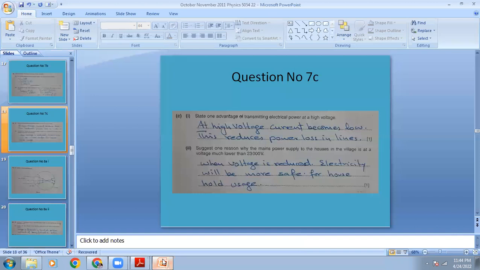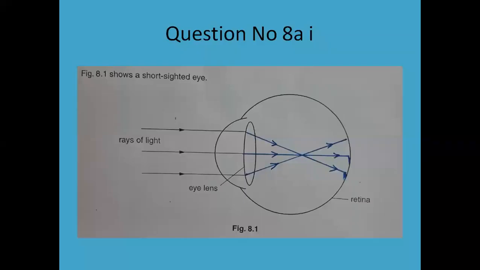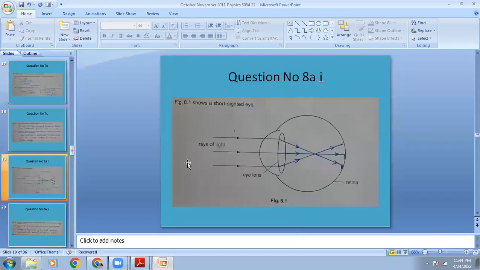So let me show you. You can see, instead of making this crossing here on the retina, they make it before the retina. So the image is formed here. If it is not formed on the retina, you will not be able to see it clearly.